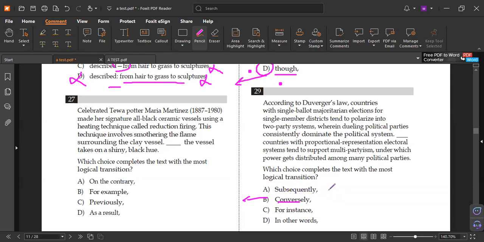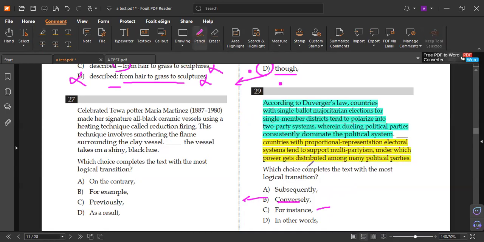Subsequently means action happened after. Subsequent means later, after that. And for instance, we need an example to prove something before. In other words, you are going to explain the same idea. Now, where are the two ideas? The previous sentence, where is it? From the beginning to the end. And the following from this one to the end. Now try to find any relationship between them.